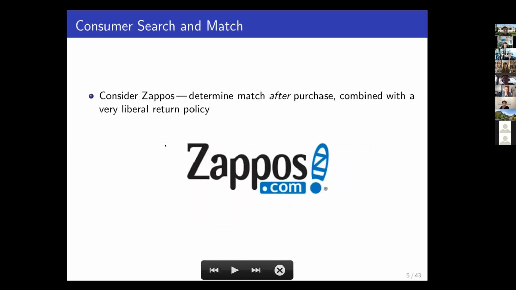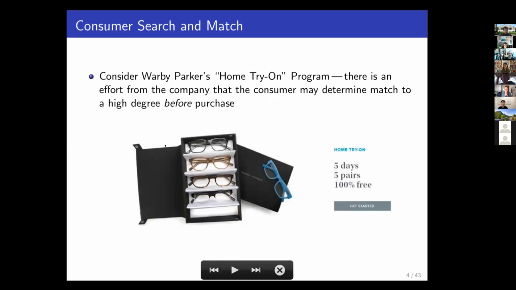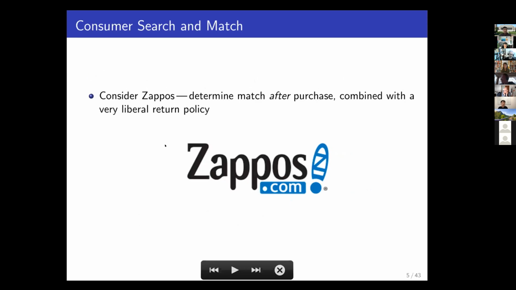Contrast that with Zappos, which is a shoe retailer, and I'm sure people have heard of that. It was purchased by Amazon about a decade ago. What they want to do, they say, is look, just get the shoe. Don't worry about it. And you have basically a no-questions-asked and a very liberal return policy. So they want you to determine the match after purchase. So again, here it's before purchase and really trying hard to get that done. Here it's after purchase.